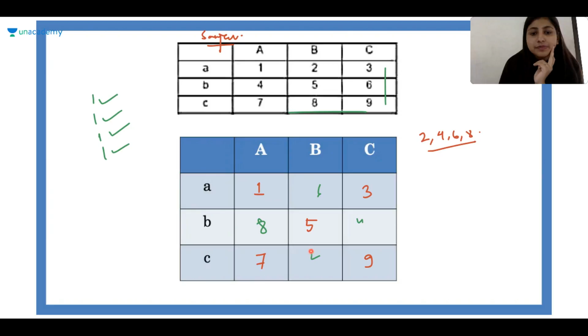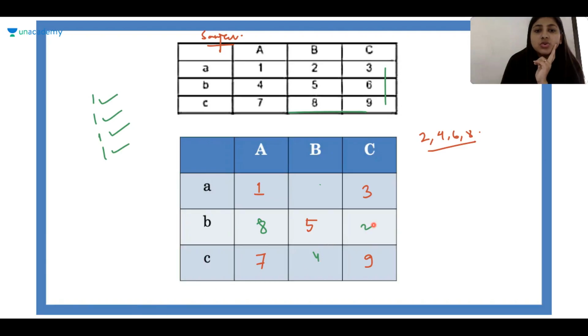Okay, next we'll exchange these two, 4 and 6. Now what? 6, 5, 8, 1, 4, 3, 7, 2, 9. 3, 6, 9. Okay, 3, 6, 9 does not work. Next we'll put 4 here.